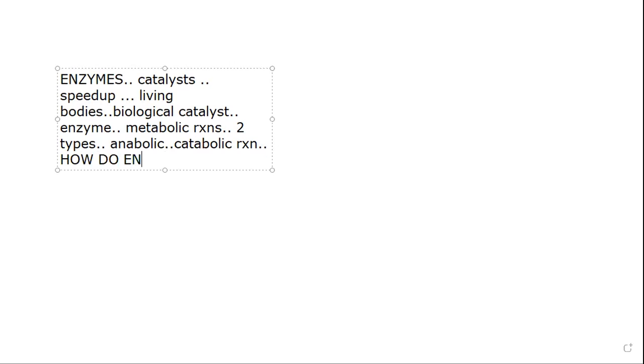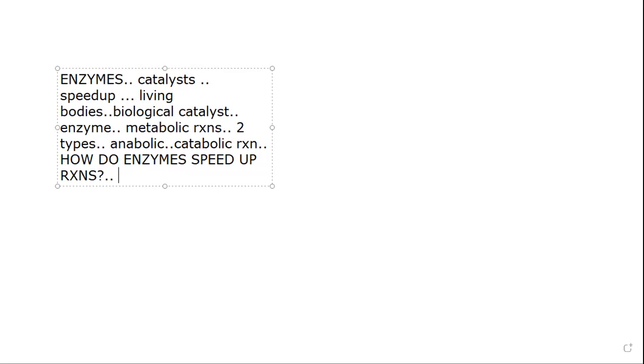Now, how do enzymes speed up reactions, metabolic reactions? How do enzymes speed up metabolic reactions?